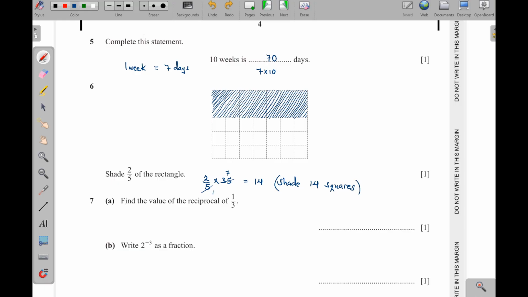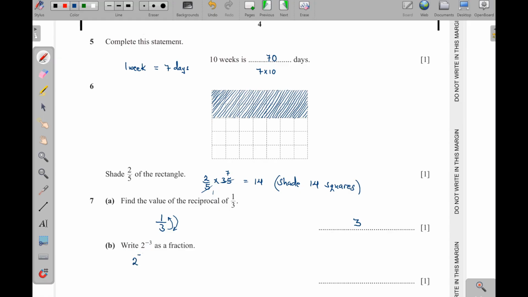Then question 7 part A, find the value of the reciprocal of a third. So here we need to somersault. The 3 goes up and then the 1 down. So that means we are going to have a 3. You don't need to write 3 over 1. Just write 3, okay?